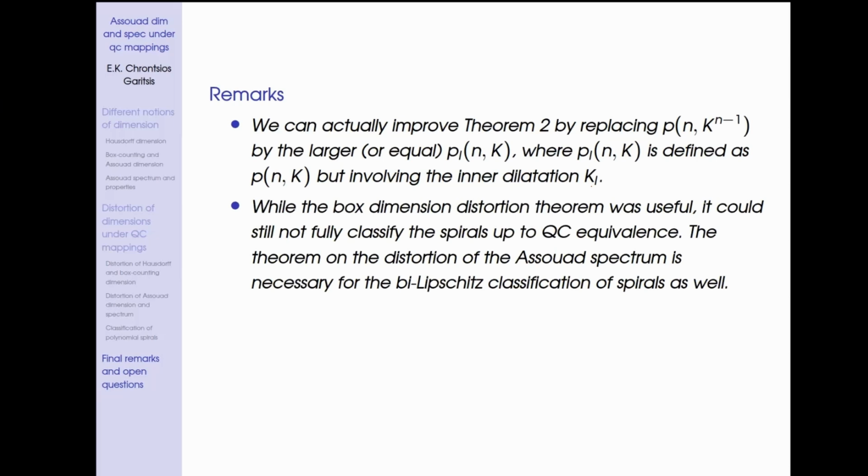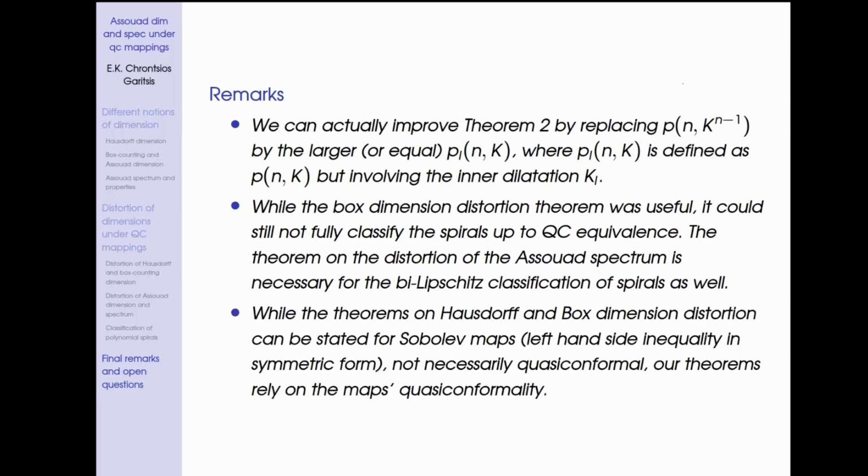It's important to mention that the box dimension distortion theorem was useful for the quasiconformal equivalence, but it was not enough. We needed some value from the spectrum as well. And the Assouad dimension alone was not enough either because it's 2 for all of the spirals. The same is true for the Lipschitz classification of the spirals. Namely, one can prove that SA is Lipschitz equivalent to SB if and only if A is equal to B. And in that case, again, we will need a value from the spectrum. And one can prove the same thing for elliptical spirals, but I won't state that.